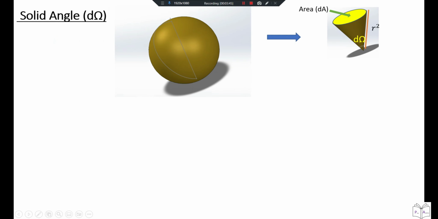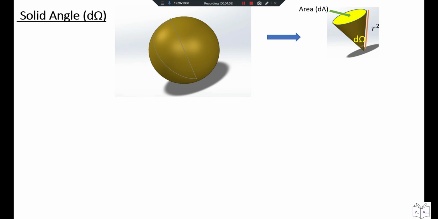Now next we will see solid angle d omega. For that, let us consider a sphere from which let us cut out a small portion like a conical shaped one, which is a 3D. In this one, let r square be the distance from the cone tip to the base area. Why is it r square? Because it is a 3D shaped figure, so it should be r square only. Then d omega is the solid angle of this cone. Then we have another term called dA, which indicates the surface area of this cone.